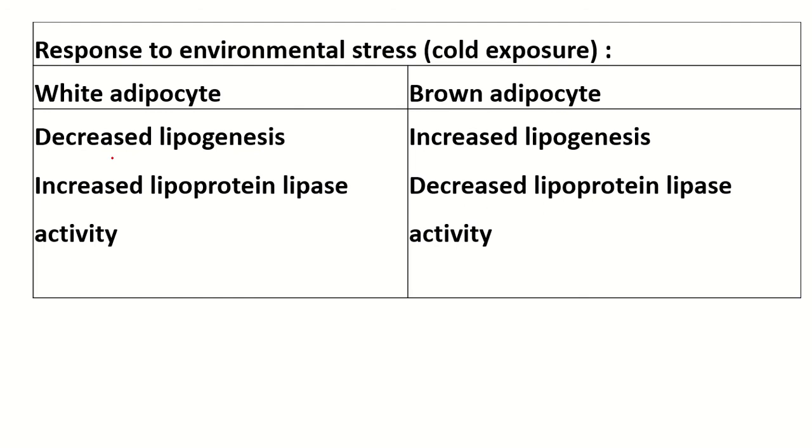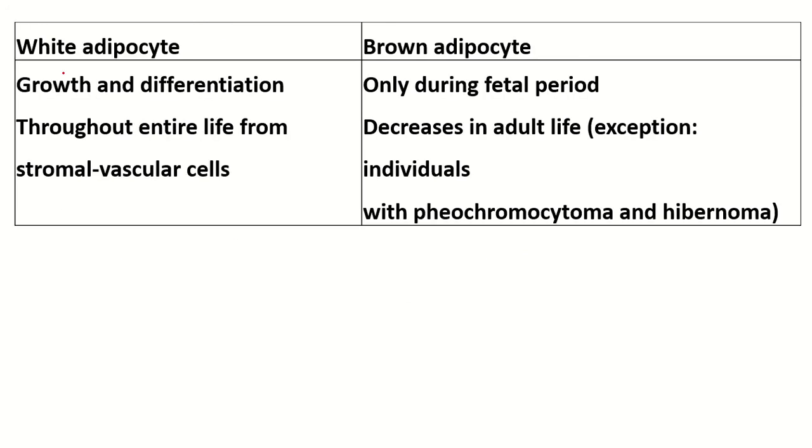How does the white adipocyte respond to environmental stress or cold exposure? What happens in white adipocyte? Decreased lipogenesis, increased lipoprotein lipase activity. And what happens within the brown adipocyte? Increased lipogenesis, decreased lipoprotein lipase activity. So the response is opposite. The growth and differentiation occur throughout the entire life from the stromal vascular cell, and this growth mainly occurs during the fetal period and decreases in adult life, with the exception of individuals with pheochromocytoma and hibernoma.